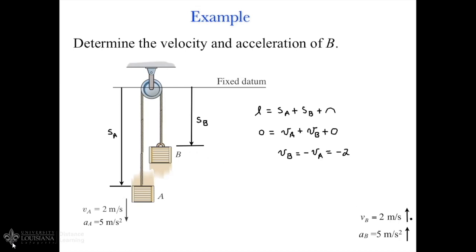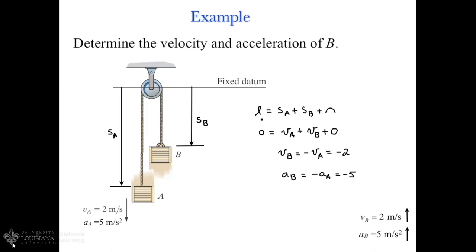If I want to find the relationship between the accelerations, I have to take the time derivative of this equation. And there, of course, I think you'll see that A of B will equal minus A of A. Substituting A of A as plus 5, I get A of B equaling minus 5. What does that mean? That's right, it moves upward at 5 meters per second squared.